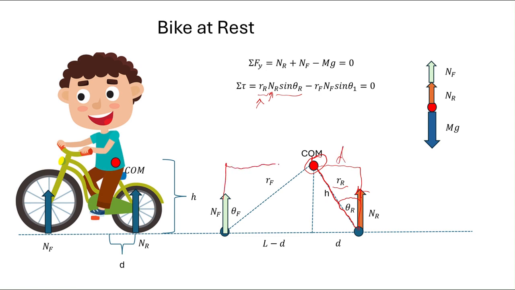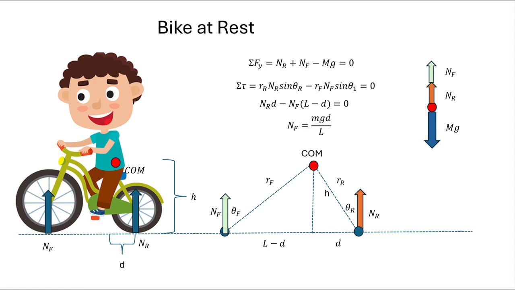Likewise, I can make the exact same argument over here. This angle is theta. This is L minus D. In other words, the two wheels are L apart. And if I make that substitution, it looks something like this. Okay, now I have two equations and two unknowns. If I solve them, I end up with something that looks like this.